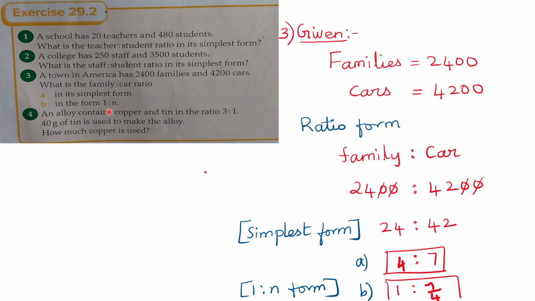B question is in the form 1 is to n. So 1 is to 7 by 4 is the final answer. How did we get 7 by 4 here? Both sides we have to divide by 4. So the final answer is 1 is to 7 by 4.